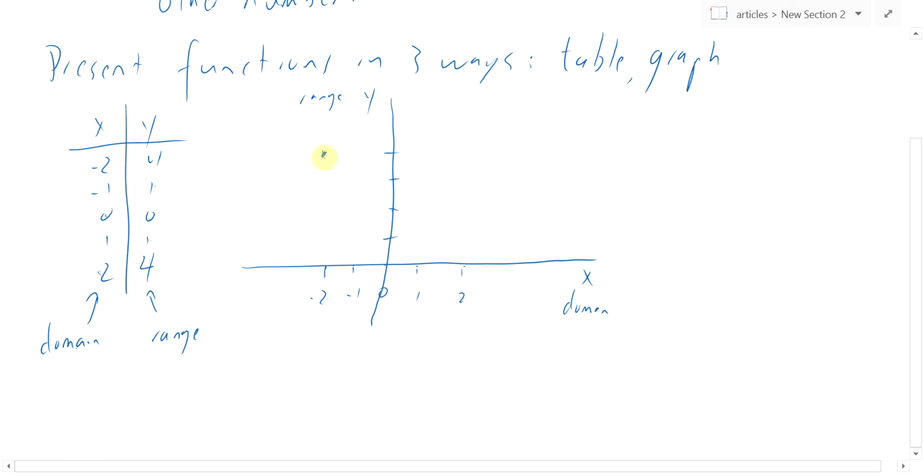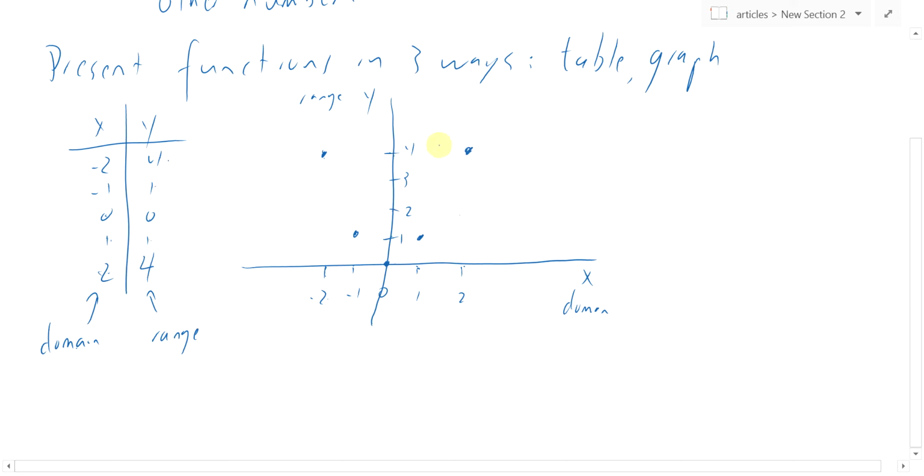So x equals minus 2, y equals 4. 1, 2, 3, 4. That corresponds to this point. X equals minus 1, y equals 1. That would correspond to this point. X equals 0, y equals 0. That's here. X equals 1, y equals 1. X equals 1, and then you go up 1 to get y equals 1. X equals 2, y equals 4. 2 over, and 1, 2, 3, 4 up. And that gives you y equals 4.